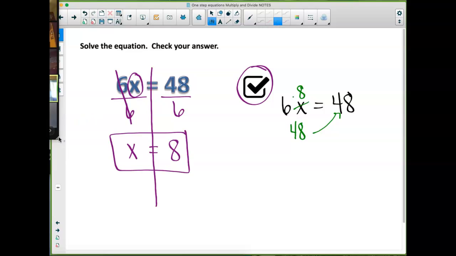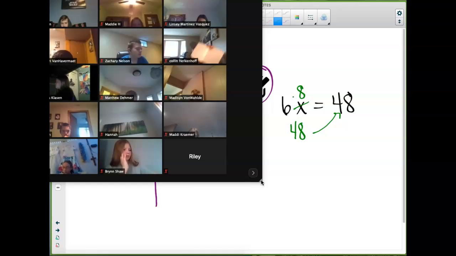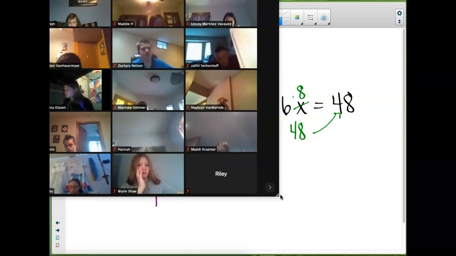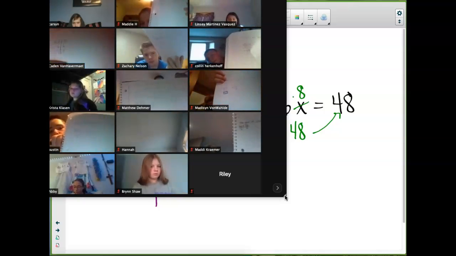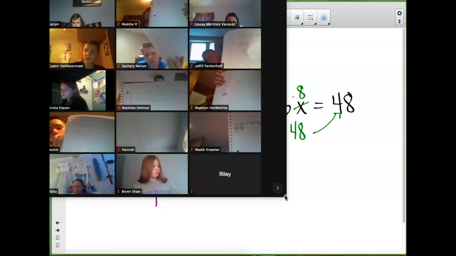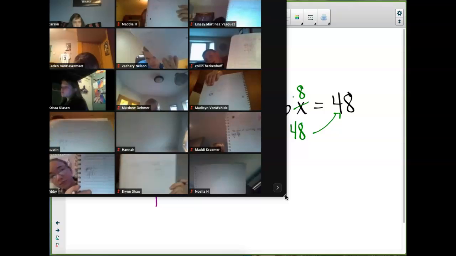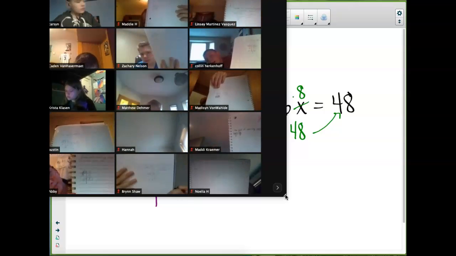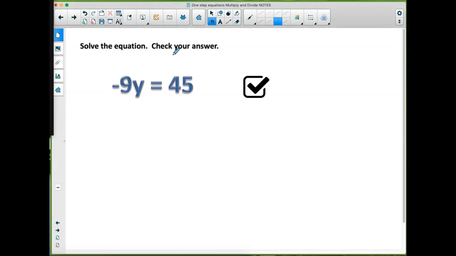Okay? I want everybody to hold up your notebook to the screen, to your camera, so I can see that you wrote this example down in your notes. Okay, I'm seeing most of yours. Show your notebook. So it should look just like mine. Nice job. Okay, let's do another example. Okay, example 2, write this one down. -9y equals 45.